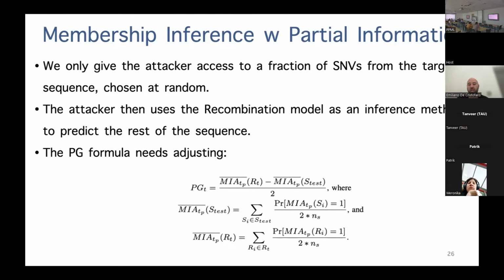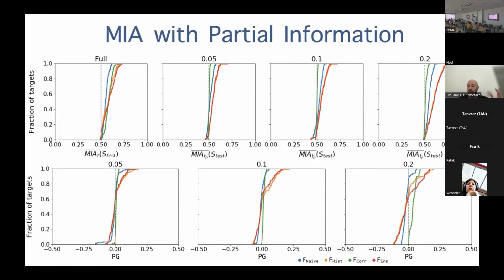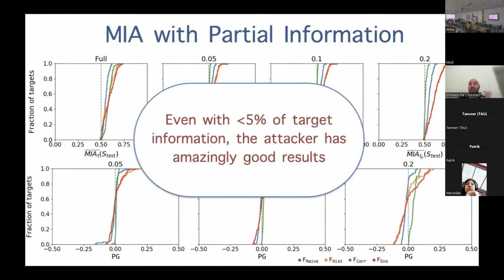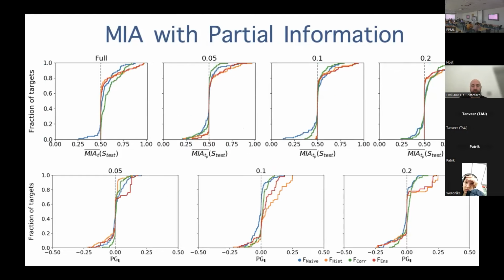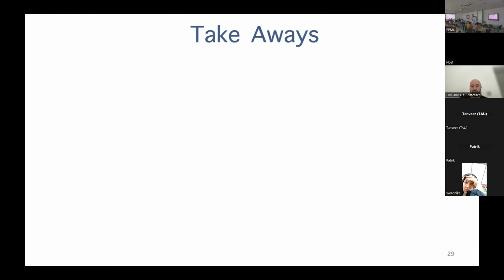So we readjust the definition of the privacy gain, and we run a number of experiments, and we see that even when the attacker has just 5% access to the target information, it has pretty good results. That gives us maybe a better way to explain how the attacker would work in the real world.